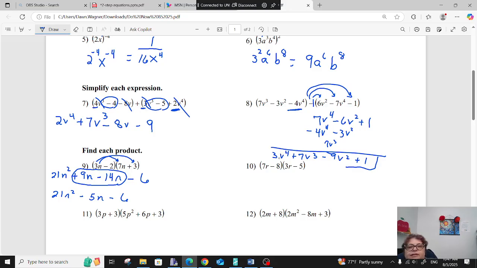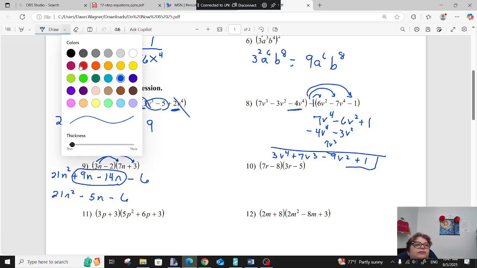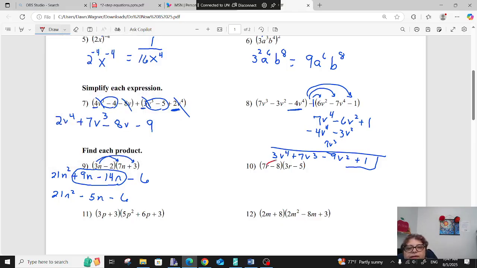Okay. So this one, I'm going to just change my color just because I have blue up on top there. 7r times 3r, 7r times negative 5. So that would be 21r to the second minus 35r. And now I'm going to multiply negative 8 times 3r and negative 8 times negative 5. Negative 8 times 3r is negative 24r. And negative 8 times negative 5 is positive 40.